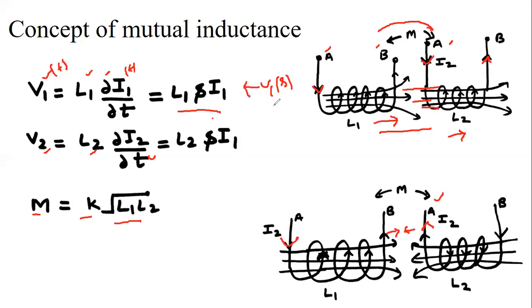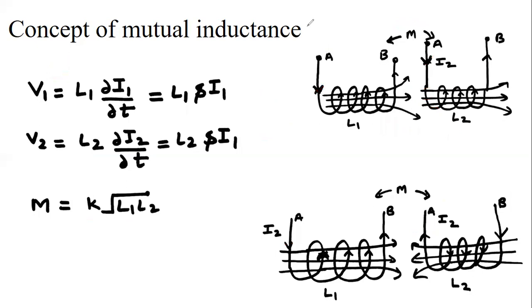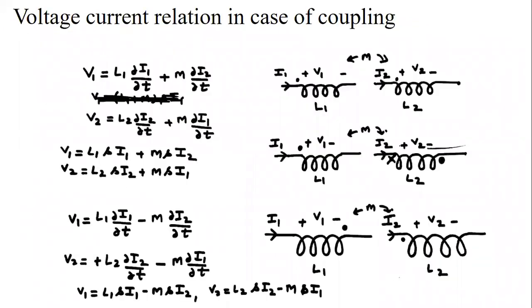We are assuming that their initial conditions are 0, and this is the equation L2S I1 in the frequency domain, and this is equivalent to the value of V2 in S. Okay, so that is the value of V1(S) and V2(S). Now see voltage and current in case of coupling.